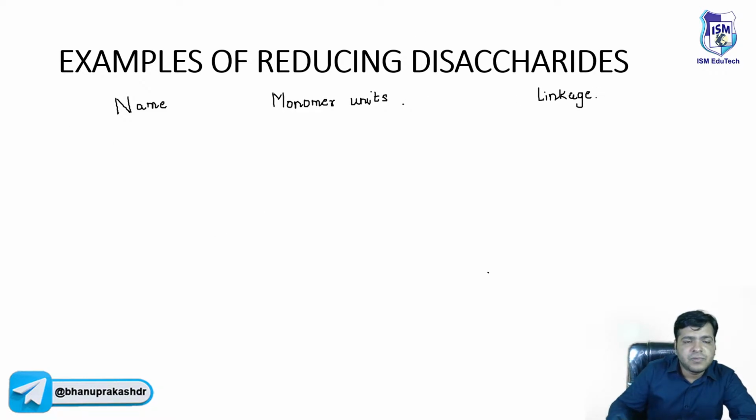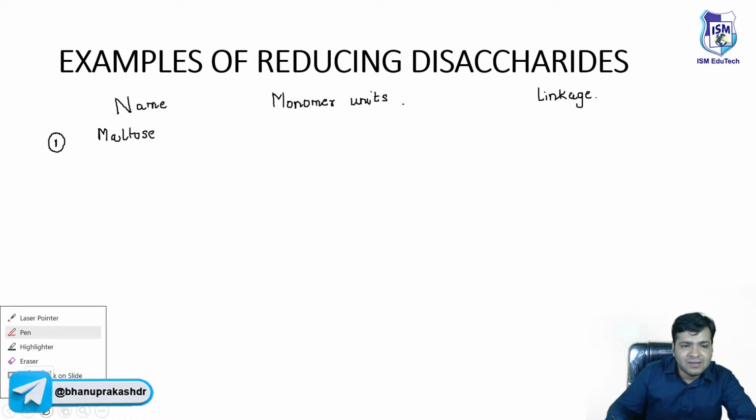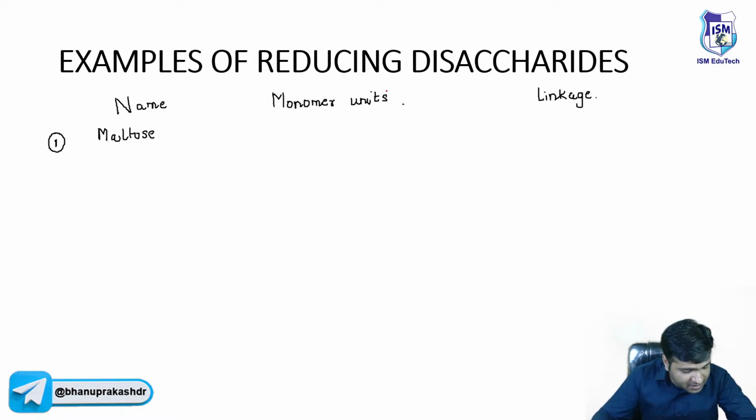The first example of a reducing disaccharide, beta, is maltose. Now, can anyone tell me in the chat box, maltose is made up of two monosaccharides. I want the name of these two monosaccharides. Yes, Ashish, very good. What is the monomer unit? Yes, Priti, very good. It is glucose plus glucose.